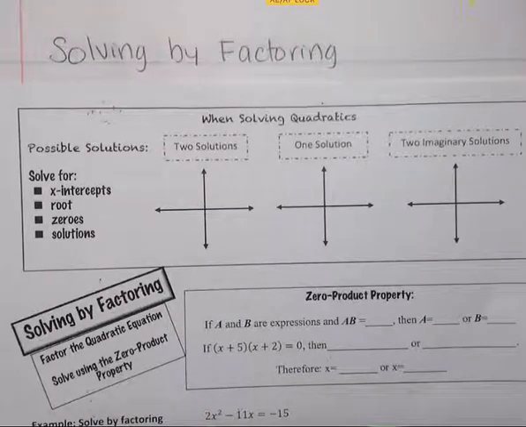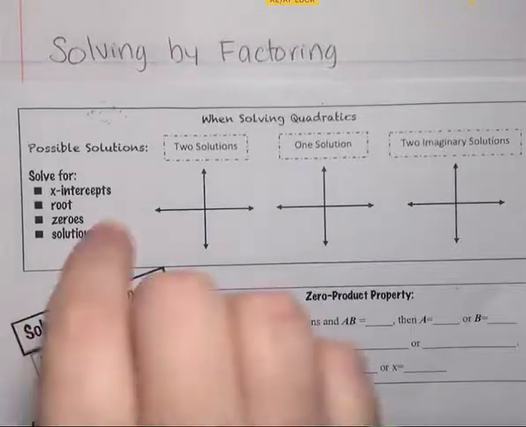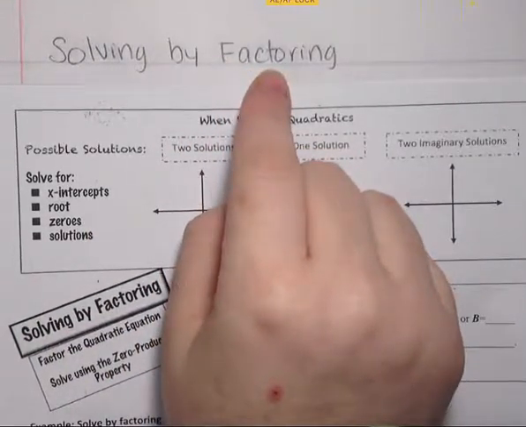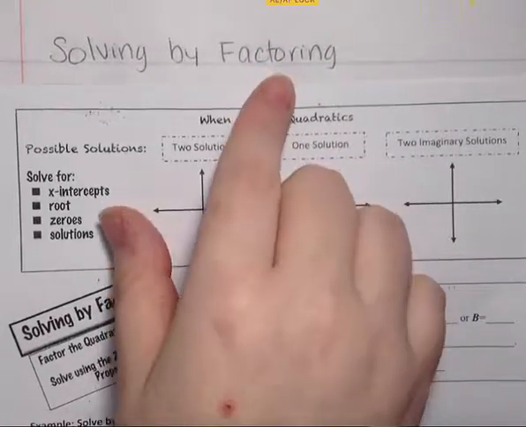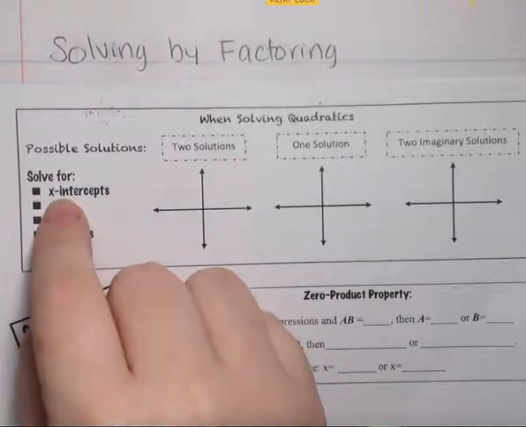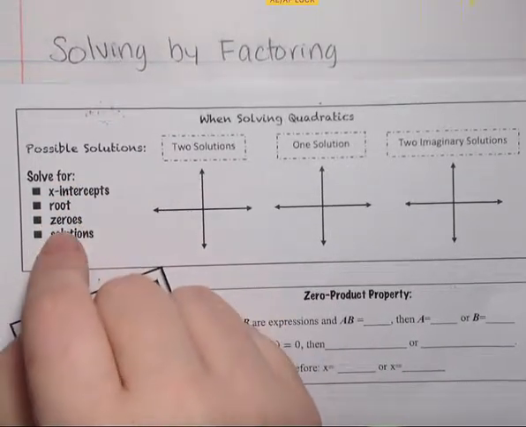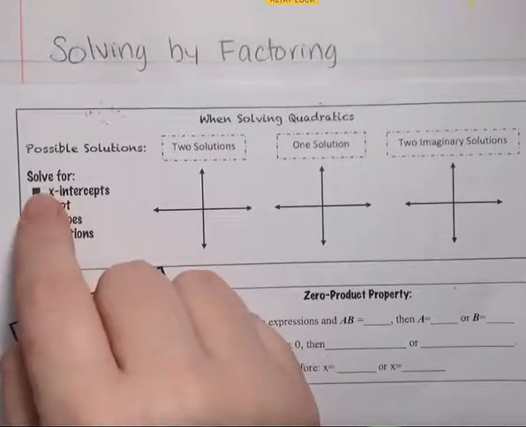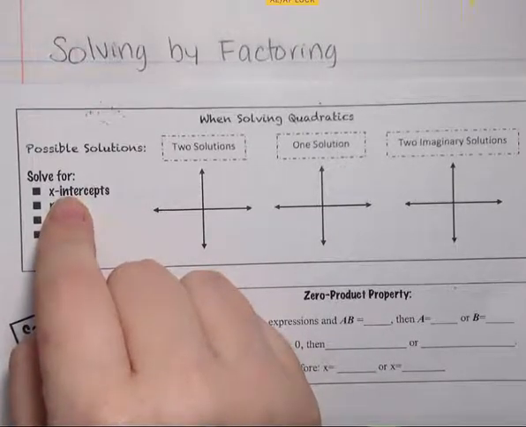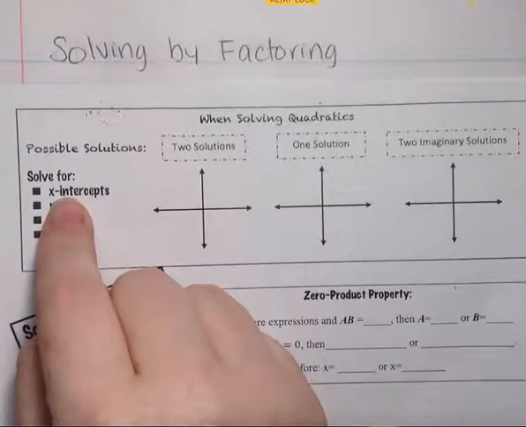This video is on solving by factoring. We're going to be solving quadratic equations by factoring the problems first, and then we're going to solve each equation to find the x-intercepts. Another word for solving is to find the x-intercepts, the roots, the zeros, the solutions. Even if we've already seen how to find the x-intercepts, we're doing the exact same thing. Solving is just finding the x-intercepts.